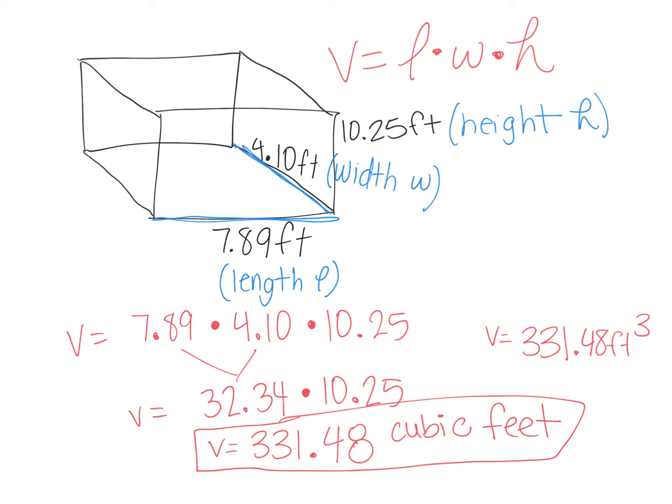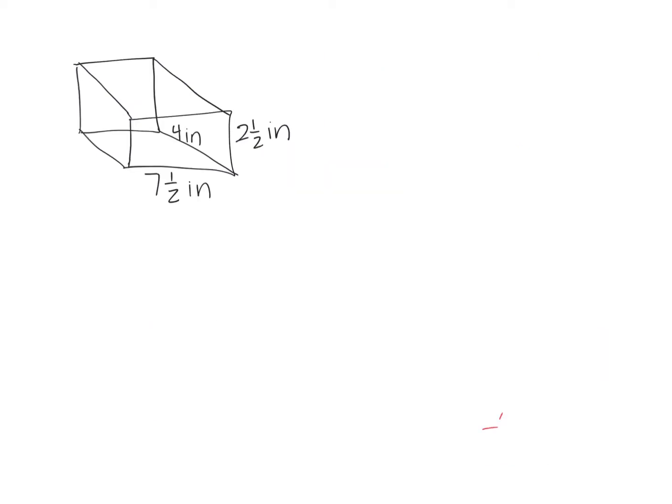Let's look at another example. Okay, this is our second example. And again, we're using that same formula. So I'm writing it at the top, volume equals length times width times height. And again, I'm identifying which is my length, my width, and my height, and now I'm just multiplying those all together. If it's easier for you to convert these halves into decimals, you can make them 2.5 and 7.5. That's totally fine. Now let's go ahead and plug everything in.